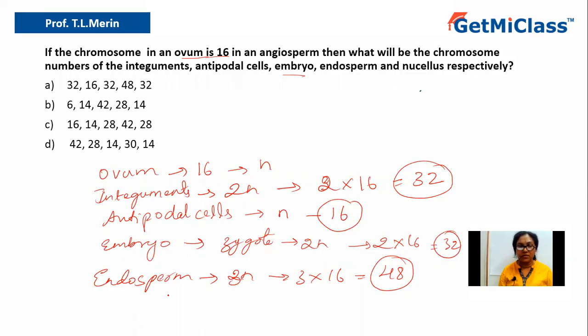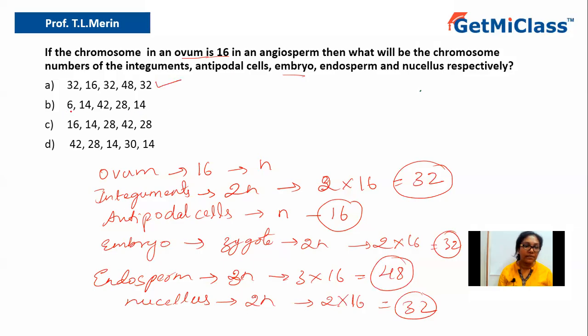Now, what about nucellus? Nucellus is the nutritive tissue which is enclosed within the integuments. Nucellus is diploid in nature, and hence it will be 2 into N, that is 2 into 16, which will be 32. So our answer should be 32, 16, 32, 48, 32. Option A says 32, 16, 32, 48, 32. Yes, that is the right answer.